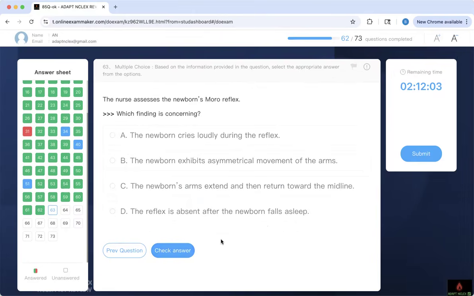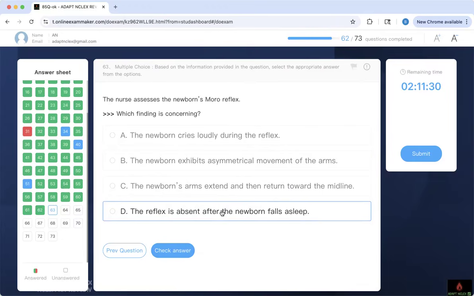Which finding is concerning? And this assesses a newborn with the Moro reflex. That means startle movement, right? But which of these is bad? The newborn cries loudly during the reflex. The newborn exhibits asymmetrical movement of the arm. Something is broken. The newborn's arm extends and then returns normally to the midline. The reflex is absent after the newborn falls asleep. What do you think? Stop the video, put down your answer, let me know, but keep track of your score.